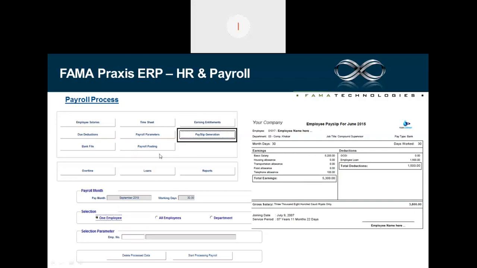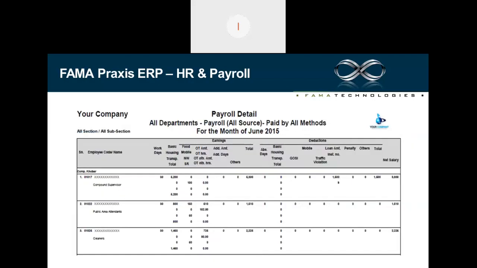Loan, overtime, and GOSI modules are also available. You can set up the parameters, and on a monthly basis you will see the deduction based on the rules defined in the system. So it's all about automated parameters available in the system for each department or employee.